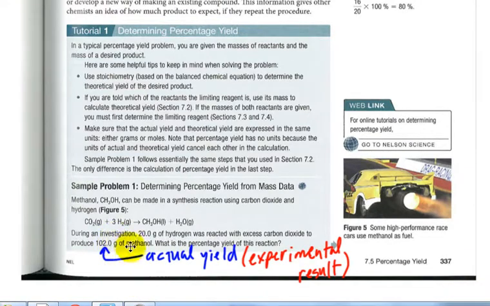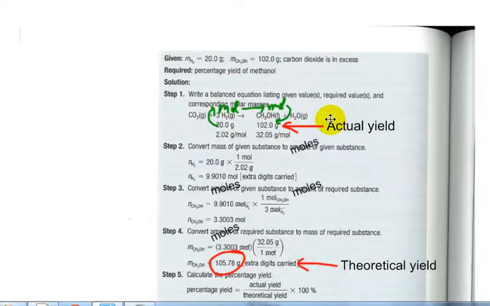So to figure out the percentage yield, I'll have to figure out first of all what should I have got. If I had 20 grams of hydrogen with excess carbon dioxide, what should I have obtained? So if we look at the solution here, we need to go from 20 grams of hydrogen to moles, then use the mole ratio to go from moles of hydrogen to moles of methanol, then lastly figure out the grams of methanol obtained, because this 102 represents the actual yield.